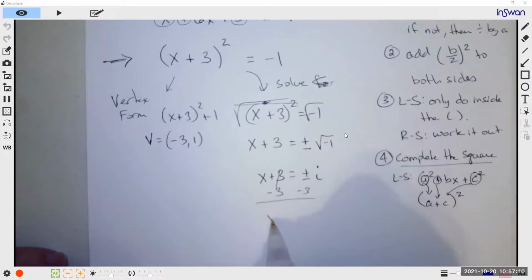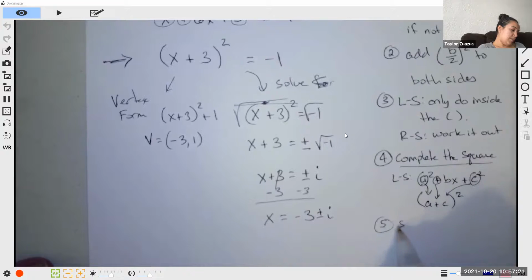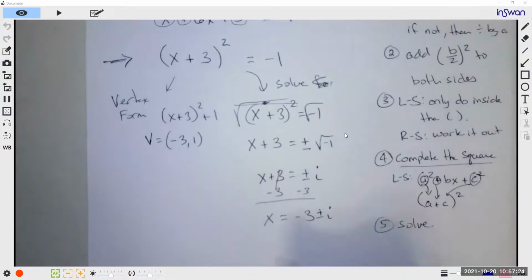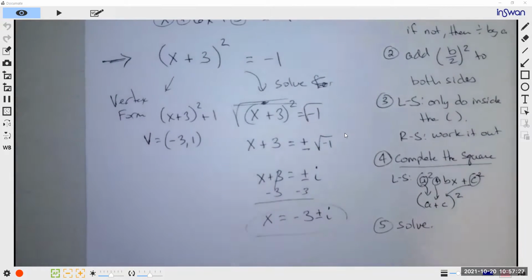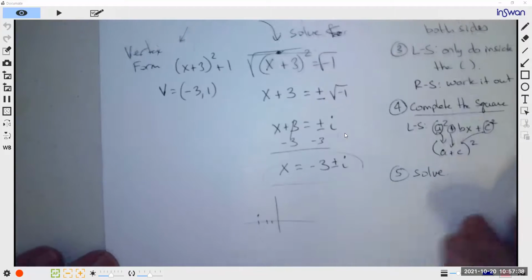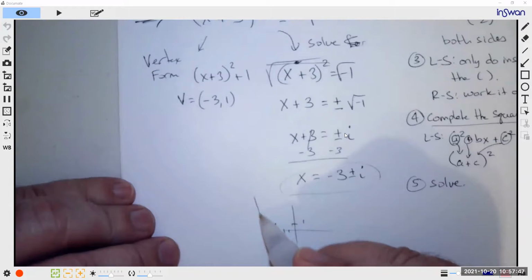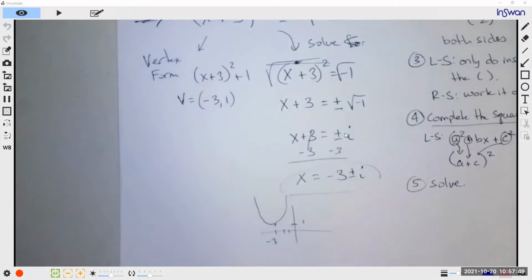And then we subtract 3 from both sides. So we get x equals negative 3 plus or minus i. And there's your solution. The reason we couldn't factor it is because the vertex is at negative 3, 1, and it's a positive a, so it opens up. So we have no solutions, no x-intercepts.